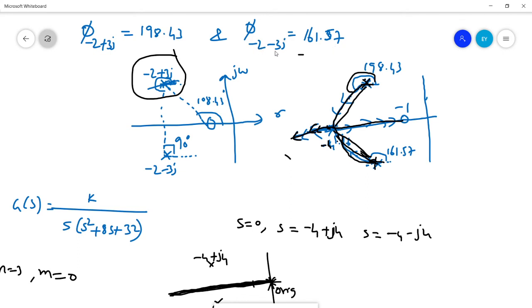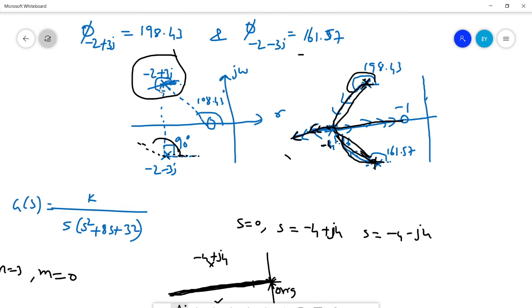See, minus 2 minus 3j is the pole here. This makes 161.57 as an angle of departure. Angle of departure means the root locus, how it departs from that pole, will make this particular angle. So with respect to the real axis, this pole is making 161.57, that is somewhere till here.